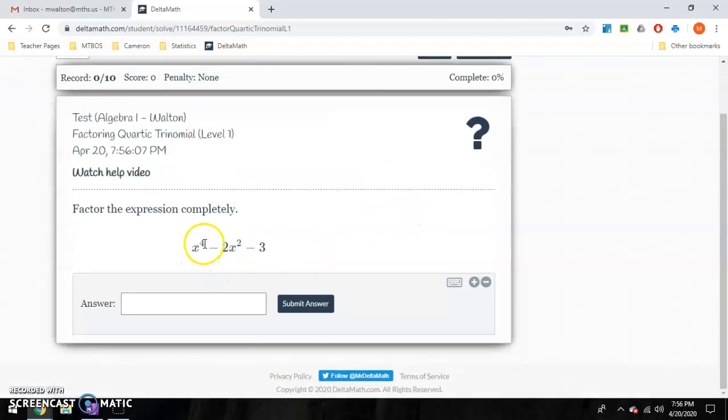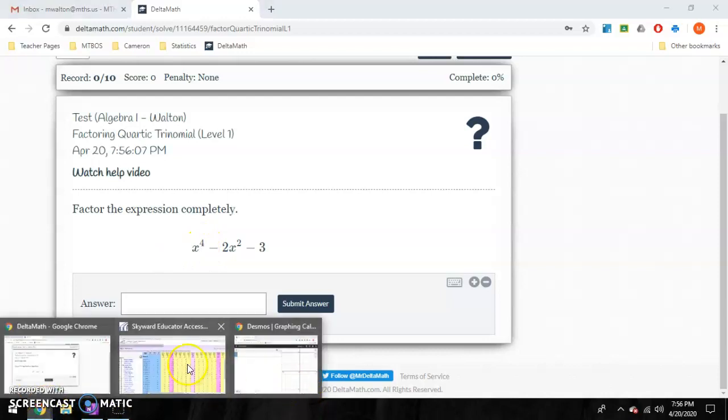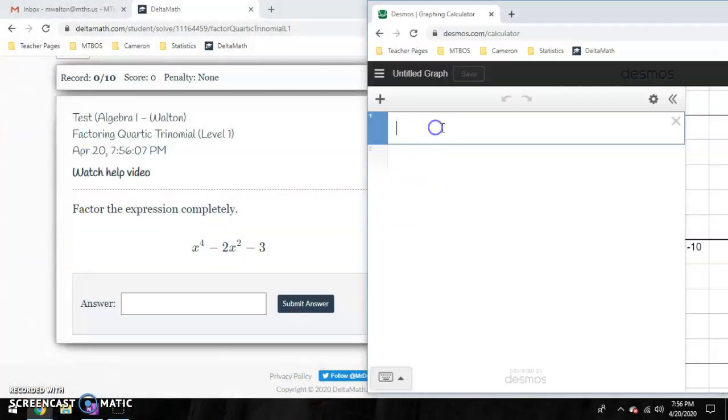We are looking at x to the fourth minus 2x squared minus 3. Now this is a trinomial. This should look very similar to what we've done in the past. The only difference is instead of an x squared, we have an x to the fourth, and that's going to change one small thing. All right, so I'm going to go ahead and write this out.